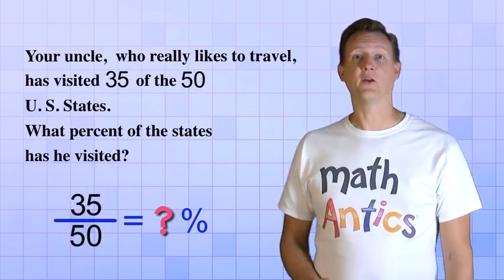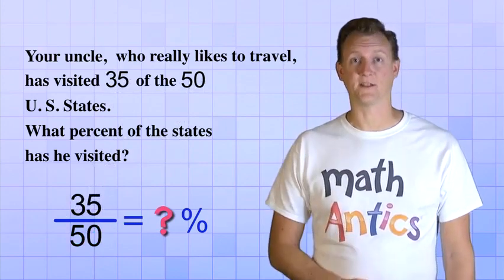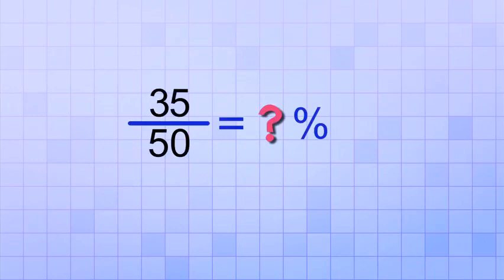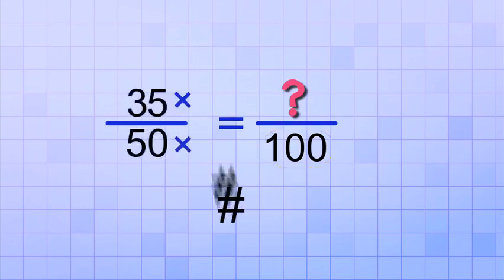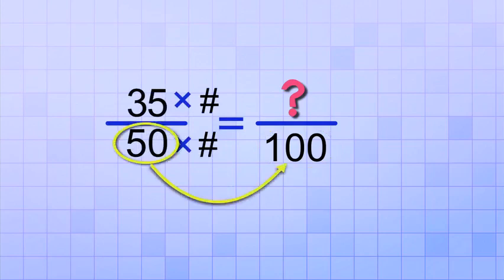Now we're ready to figure out the part that we don't know, the percent. To find the percent, all we need to do is convert the fraction into its percent form. That means we need to convert it into an equivalent fraction that has 100 as the bottom number. Well, one way we could do that would be to look for a number that we could multiply both the top and bottom numbers by that would change the bottom number into 100. Well, the number 2 looks like it would work.